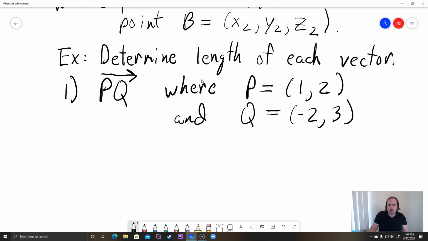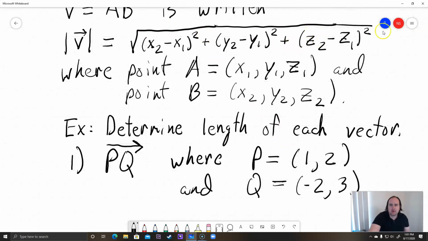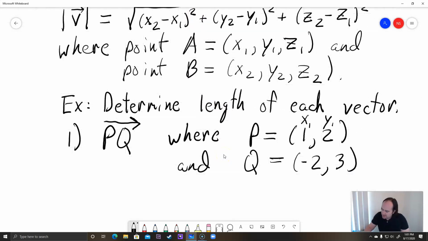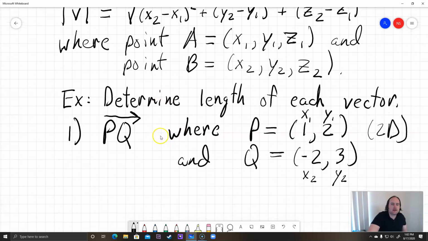So how do we do that? Well, we actually just use the distance formula. Notice here, this is only a two-dimensional vector, so it's going to be this formula, but we're not going to have the z. So it's actually just going to be this first part of the formula. So you can label things here. Our initial point is P, so that's going to be our x1, y1. And then our terminal point is Q, so that's going to be our x2, y2. And notice this is a 2D vector, because it only has two components.